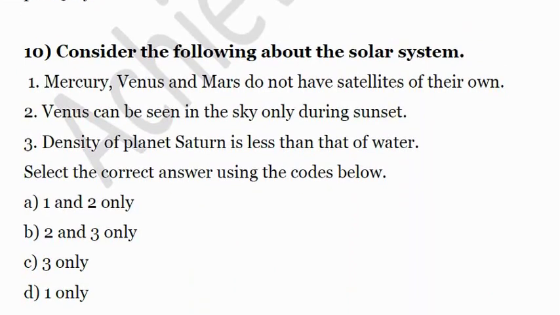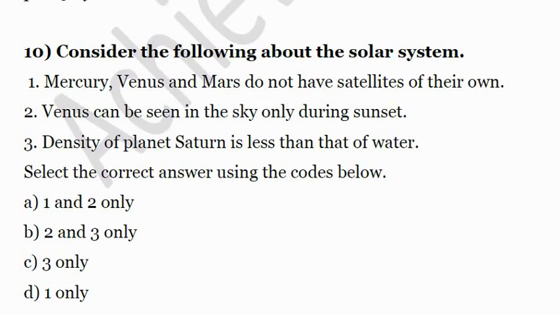So let's come to the last question of today's discussion. The 10th question: consider the following about the solar system. First, Mercury, Venus and Mars do not have satellites of their own. Second, Venus can be seen in the sky only during sunset. Third, the density of planet Saturn is less than that of water. Select the correct answer using the codes below: A, 1 and 2 only; B, 2 and 3 only; C, 3 only; D, 1 only.